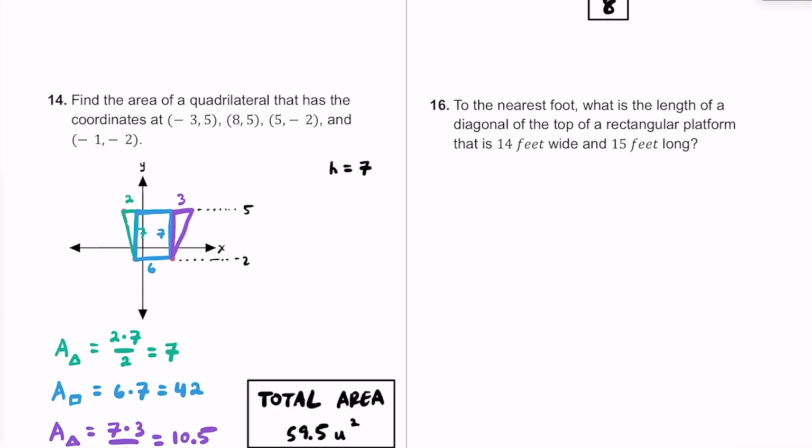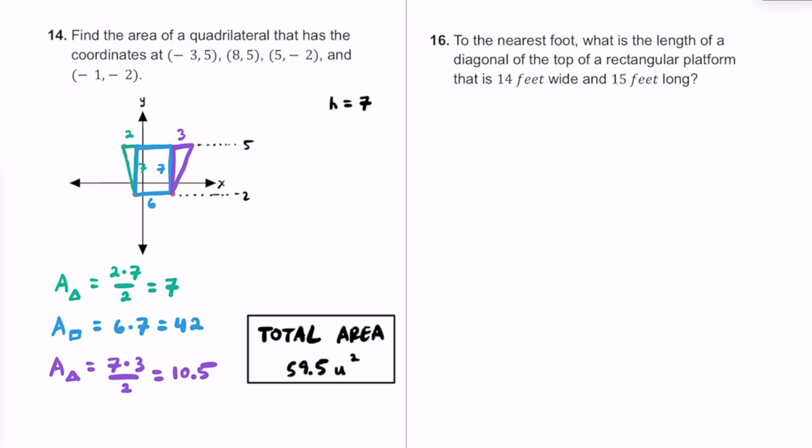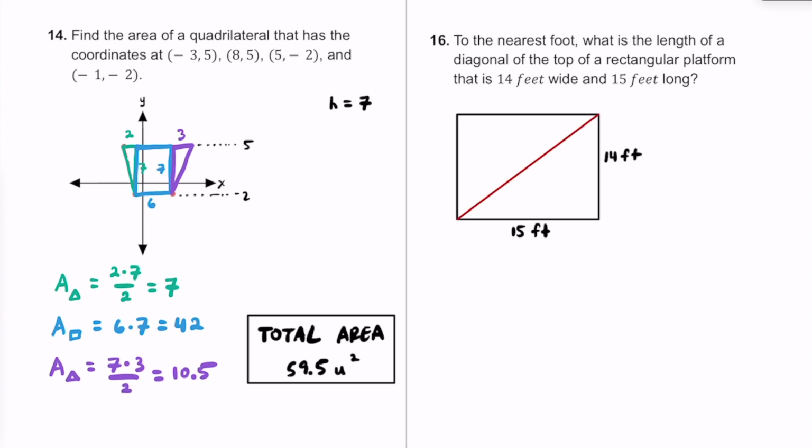All right, for number 16, it says to the nearest foot, what is the length of a diagonal of the top of a rectangular platform that is 14 feet wide and 15 feet long? So imagine we have a rectangle here, and 14 feet is going to be over here, and 15 feet is here, just because the 15 feet is a little longer. And we're being asked to find the length of this diagonal. I'm going to call this diagonal D here.